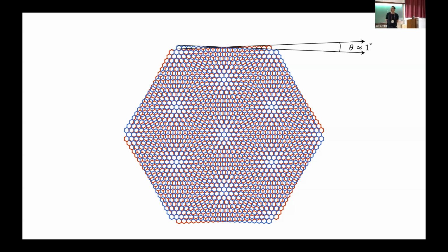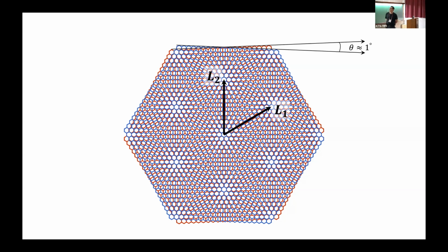We're going to see a pattern that you can see by naked eye, the moiré pattern, which happens on length scales which is much longer than the underlying carbon-carbon distance of our honeycomb carbon lattice. And so the smaller this angle, the longer is this so-called moiré period. Okay?